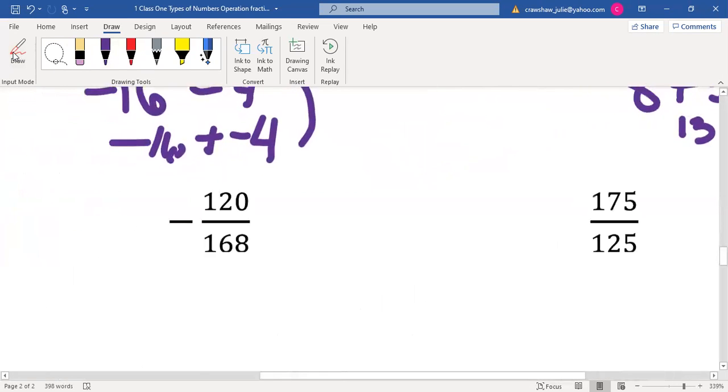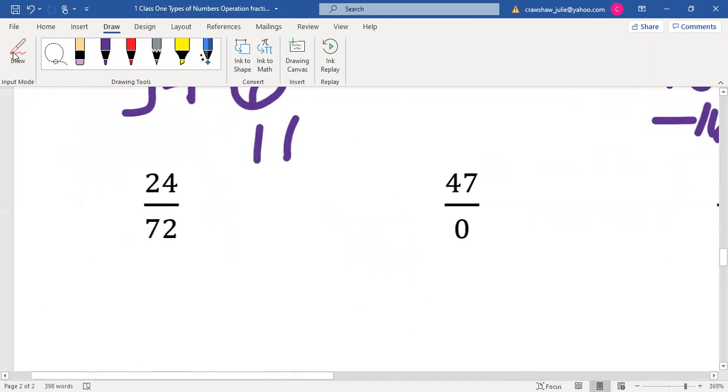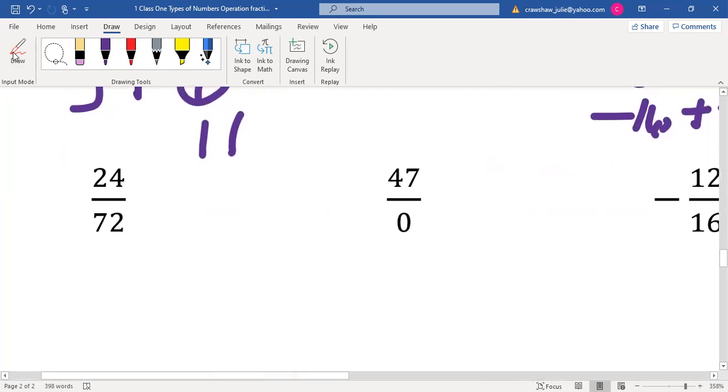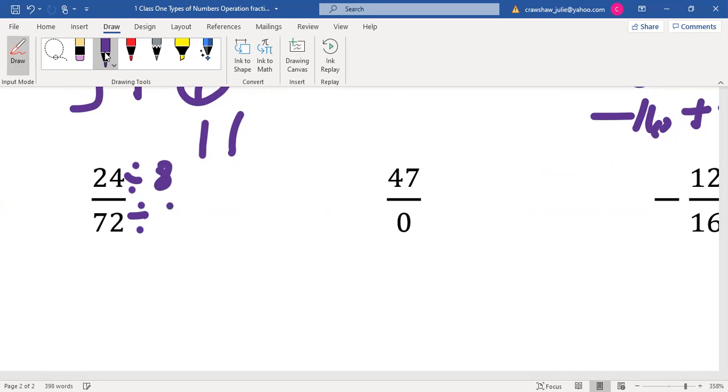My second line is division. Now when I divide, I'm looking for a common factor, something that can go into the numerator and the denominator. So a common factor of 24 and 72 is 8. I can pick any common factor the two have. Ideally, picking the greatest common factor is the best because you'll get to the end result quicker. But it doesn't have to be the greatest common, just any factor that's common.